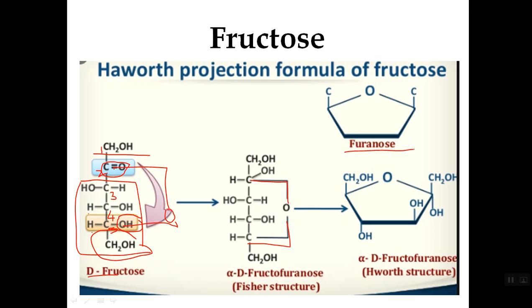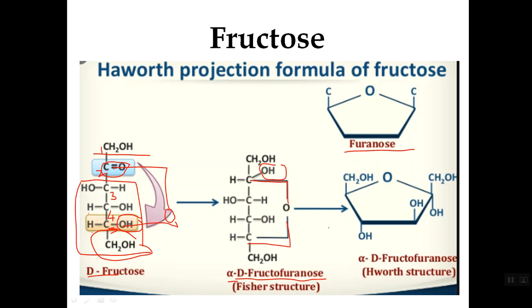That's why this cyclic structure is called the D-fructofuranose structure. And here, if you find the OH towards the right side, then it is called alpha. Similarly, if the OH is towards the left side, then it is called beta. That we know. So the carbonyl carbon, if it has the OH towards the right side, is called alpha; if it is towards the left side, it is called beta.